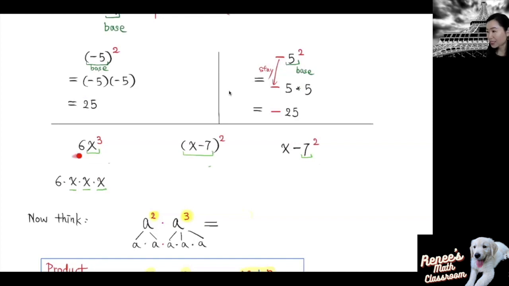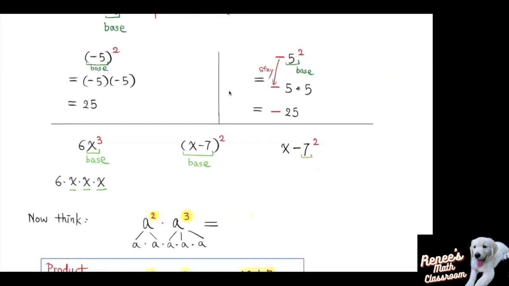Now, what about this one? What is the base for this exponent 3? So repeat to multiply this x 3 times. The 6 here, this exponent has nothing to do with this 6 right here. So the 6 is going to stay, and you multiply x here 3 times. Over here, the base is the whole thing inside the parentheses. So you're going to multiply x minus 7 twice.